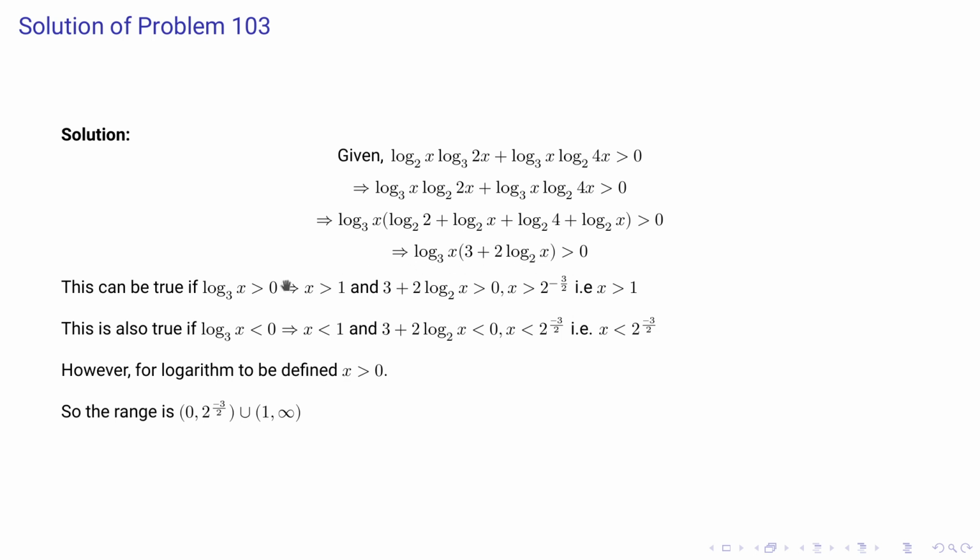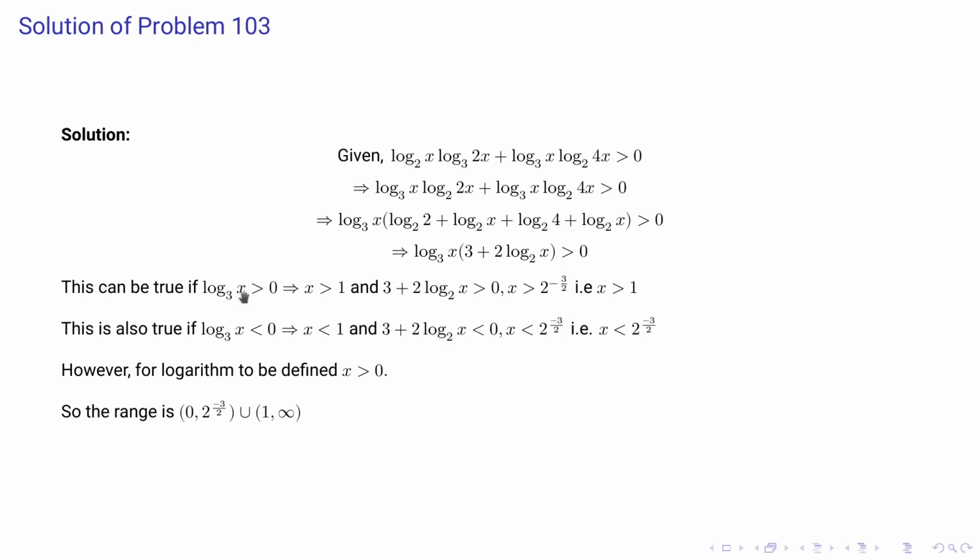Now if you observe this, it can be true if both log x with base 3 and 3 plus 2 log of x with base 2 are both negative or both positive.